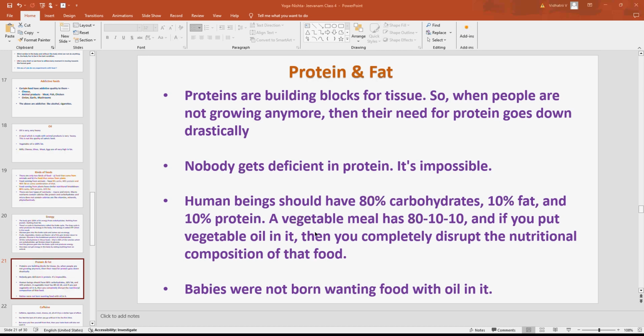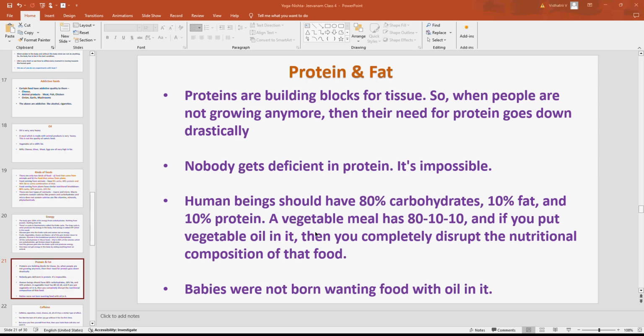So when we eat all these fried foods, we're getting all excess fat which is not required, and the body doesn't know how to handle that fat, and that's how we get overweight, right? Human beings should have 80% carbohydrates, 10% fat and 10% protein. And if you take a vegetarian meal which has these whole foods, plant based, then you get what you need.